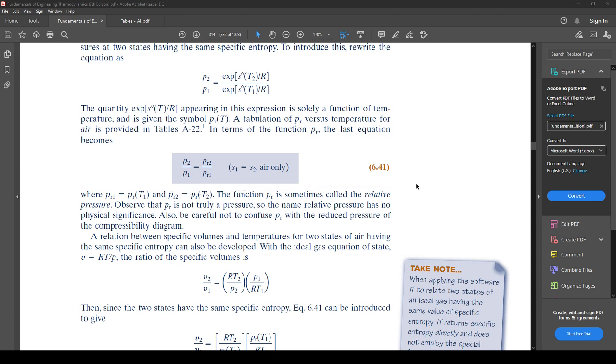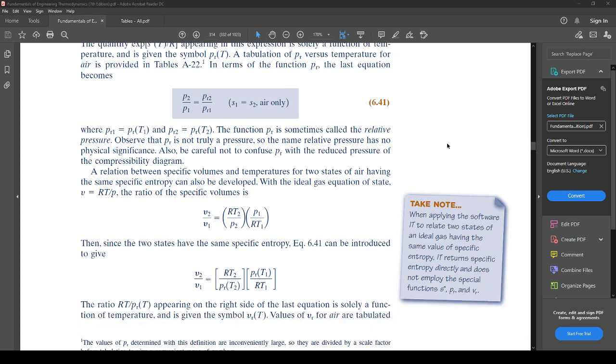And it says the function pr is sometimes called relative pressure. Observe that pr is not truly a pressure, so the name relative pressure has no physical significance. Also, be careful not to confuse pr with the reduced pressure, like I did just a second ago, of the compressibility chart. So the compressibility chart is that other reduced pressure thing that we talked about a long time ago, but forget that for this chapter.